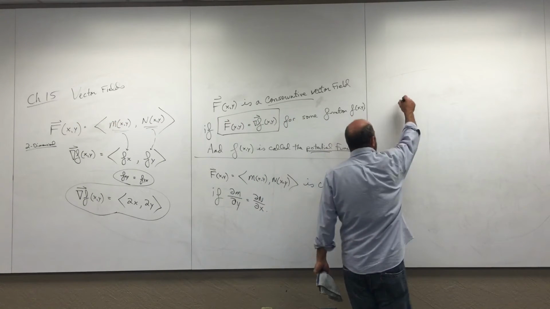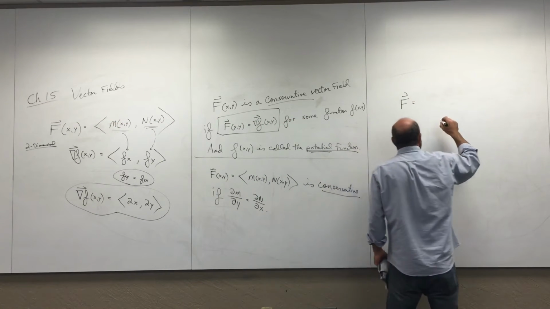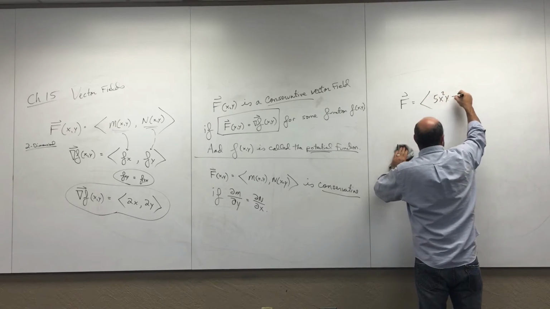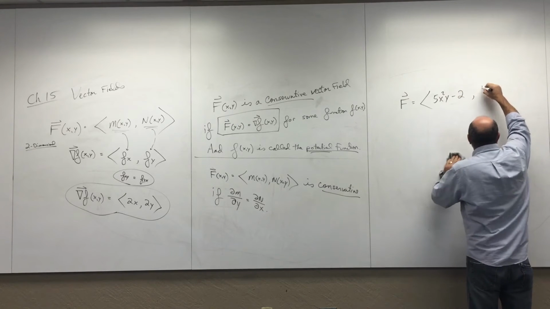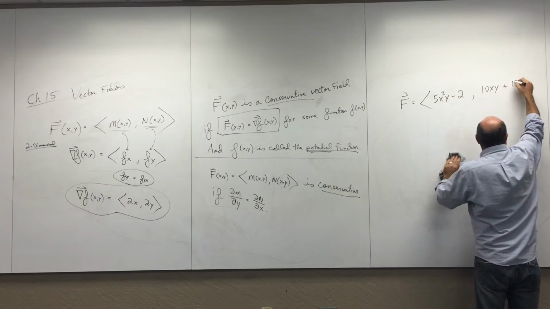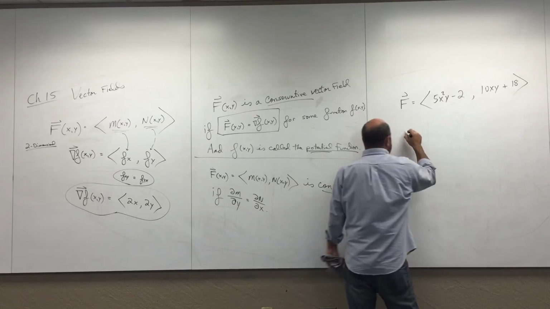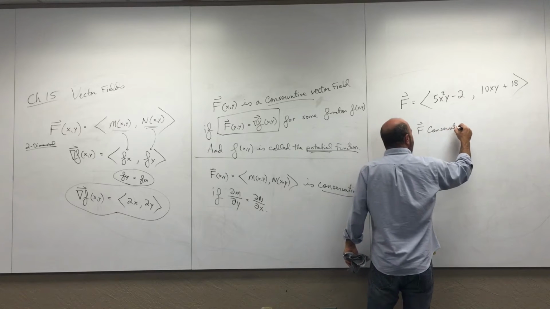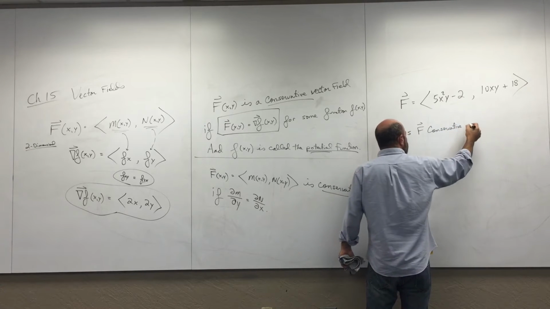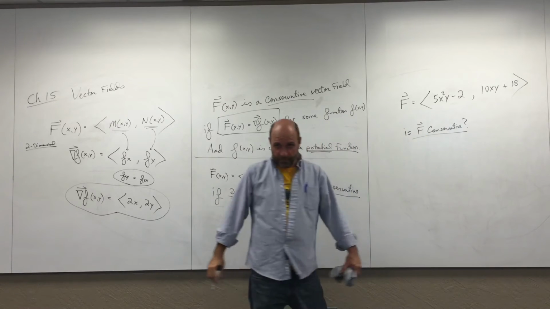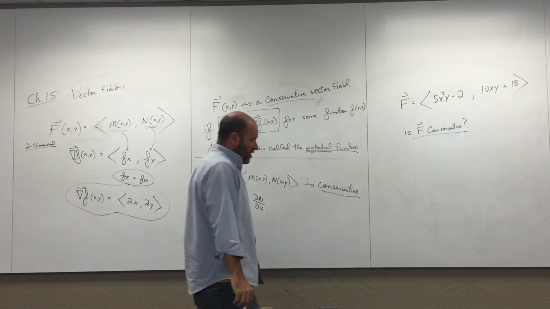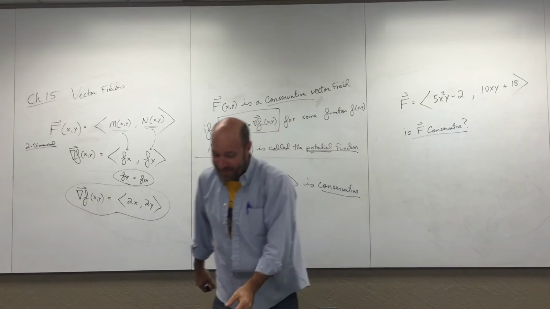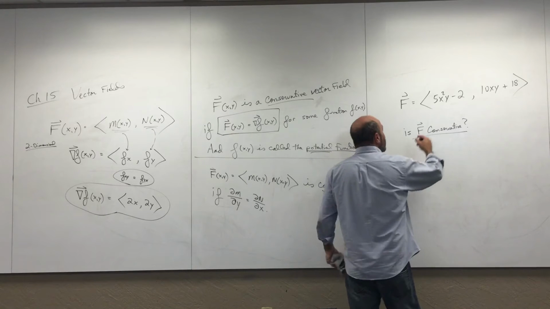Let's just try one. If I just make one up here, F is this: 5x squared y minus 2, and 10xy plus 18. All right, is it conservative? Probably not. Perhaps we should look at its voting record and who it's donated money to, which candidates. No, not that kind of conservative. Is it conservative? Let's see.